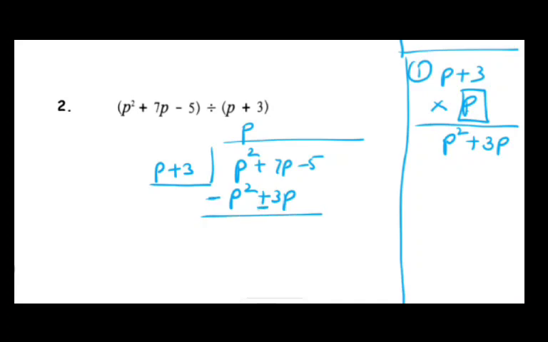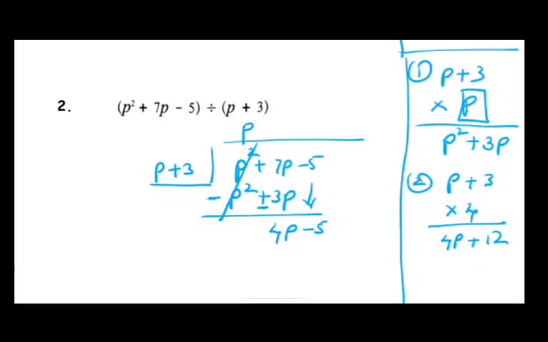Negative sign applies at both the places. Eliminated. 7p minus 3p makes it 4p. Carry down minus 5. Now, p plus 3 into 4, because I don't have a degree on p. So, 4 into p makes it 4p plus 4 3s are 12. This goes as my quotient. My remainder is 4p plus 12.